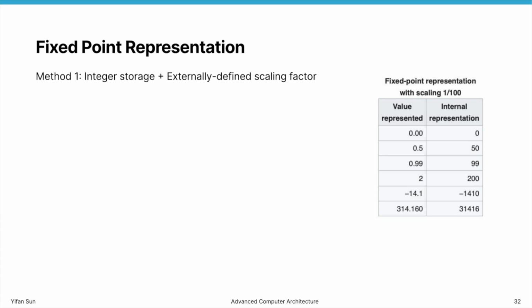For example, we can always just represent an integer, and we externally define the scaling factor. For example, our scaling factor is 1/100. That means if we store 50, then we always get the number 0.5. It's a much easier way to represent floating point decimal numbers. So this type of system is used in something like neural engines that can calculate machine learning workloads.